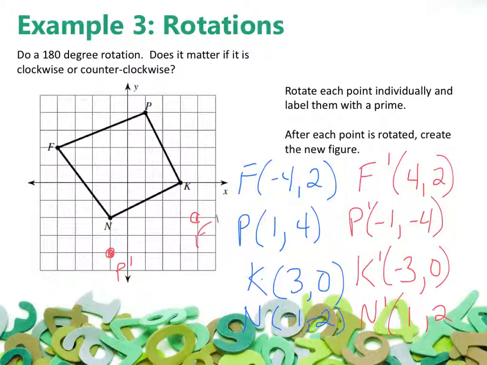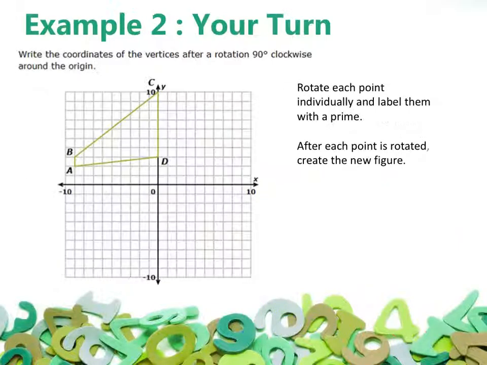This is F prime. K is going to become over here, which is 180 degrees from where it's at. And N, which is in the third quadrant, is going to move to the first quadrant, which is going to be 1, 2. As you can see, we get our new figure here.